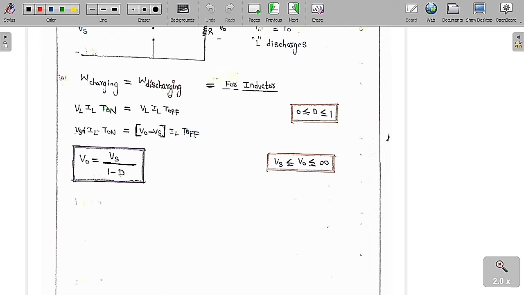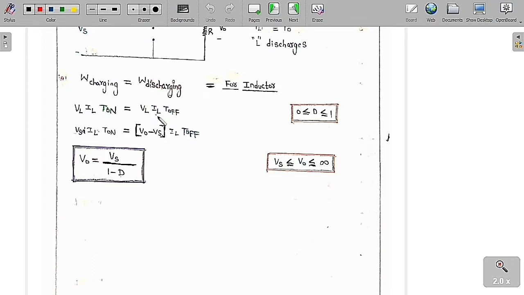If you solve this equation, finally we get V0 is equal to Vs by 1 minus D. So the average value of the output voltage is equal to the supply voltage by 1 minus D. This is the equation we get between the input and the output. We have to remember only one concept: whatever energy is stored in the inductor during the turn on period is equal to the energy discharged by the inductor during the turn off. So VL IL T on is equal to VL IL T off. In the charging, when the chopper is on, VL is equal to Vs, IL into T on is equal to, when the chopper is off, the voltage polarity is going to get reversed.